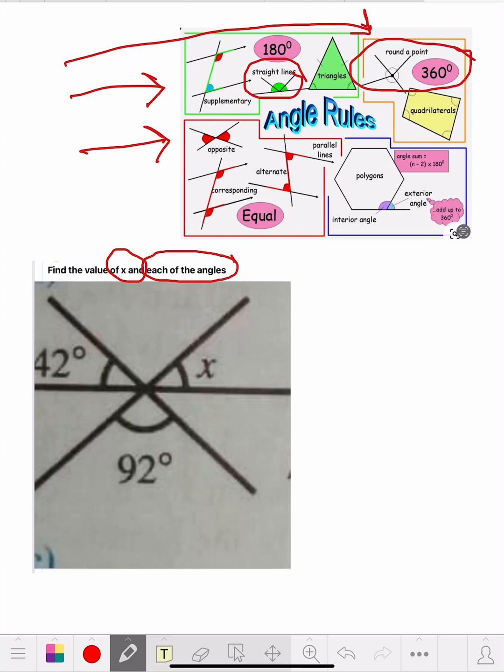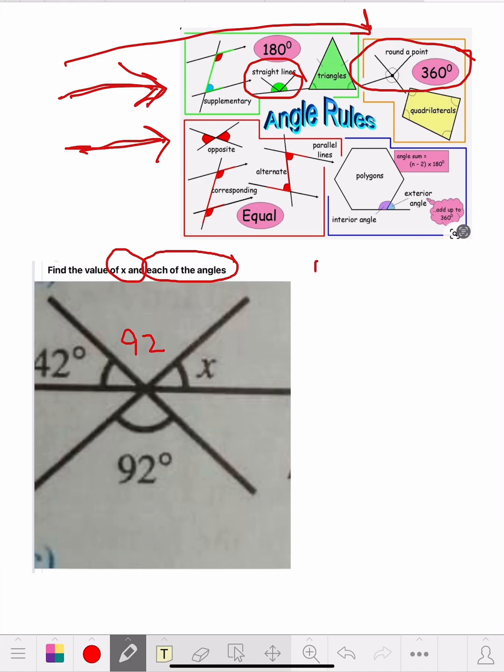So now, using the opposite angle rules right here, this tells me this is 92. Now we go to the straight line. Remember the old straight line right here. That tells me that the 42, the 92, and x is going to be 180.